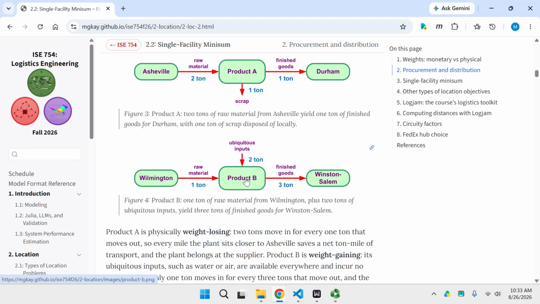Well, assuming the transport rate is the same for both of these, then the one that is losing weight, product A, should be located at Asheville. Product B, since it's gaining weight, should be in Winston-Salem. So you can look at the problem like this and immediately know where products A and B should actually be produced.